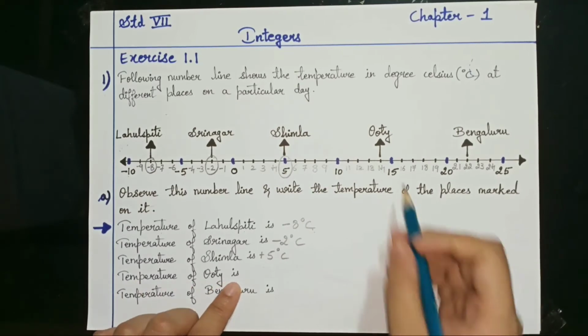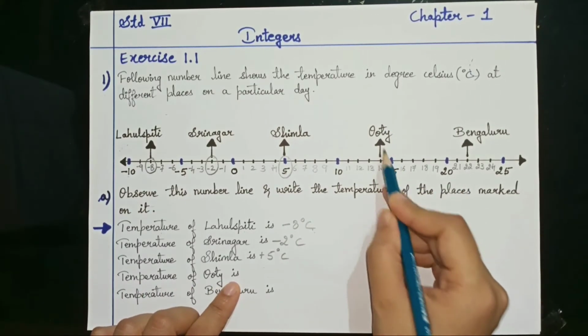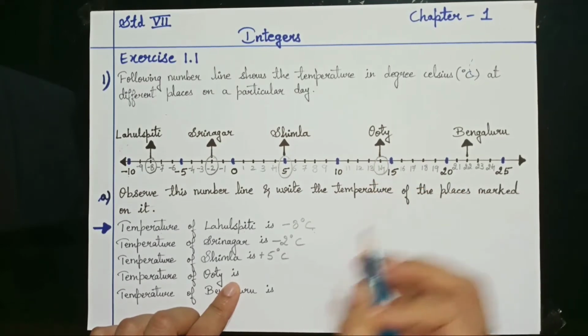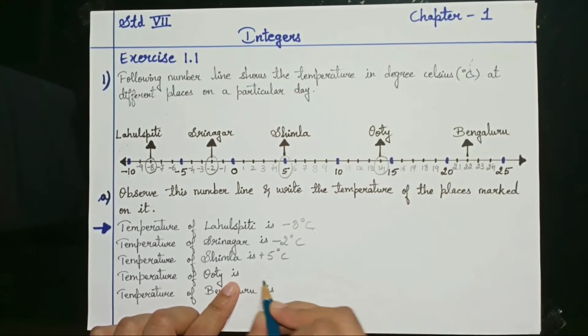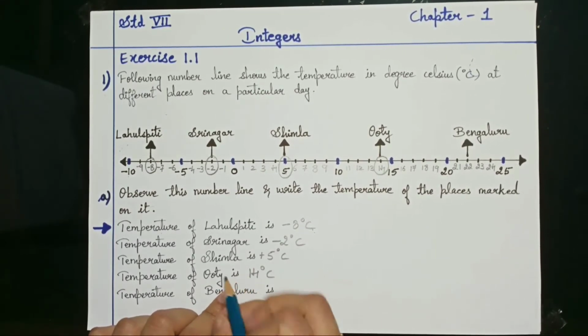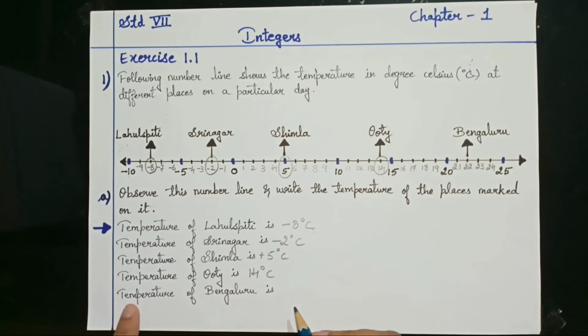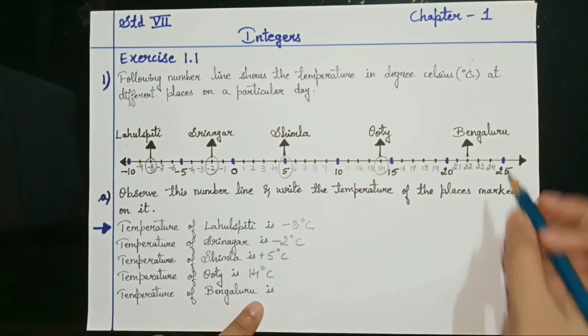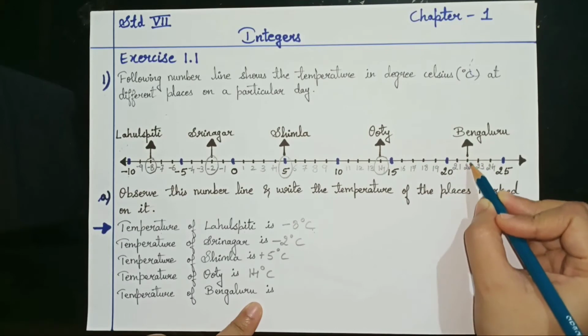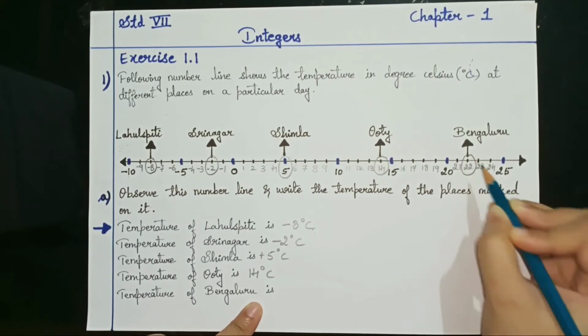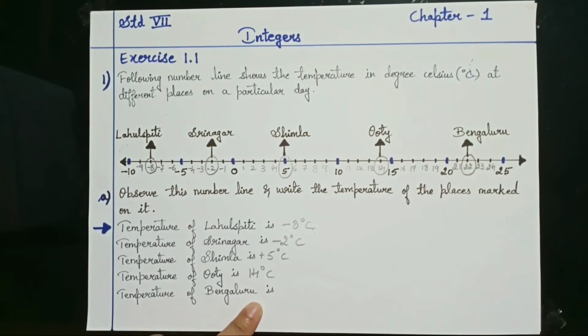Temperature of Ooty. What's the temperature of Ooty here? Ooty is at 14. Okay, you can either write +14 degrees Celsius or simply write 14 degrees Celsius. If there is no sign, it is understood to be plus. Okay, next, temperature of Bangalore. Here is Bangalore, they have marked it at 22, right? So the temperature of Bangalore becomes 22 degrees Celsius. If you want you can write +22 degrees Celsius, otherwise simply 22 degrees Celsius.